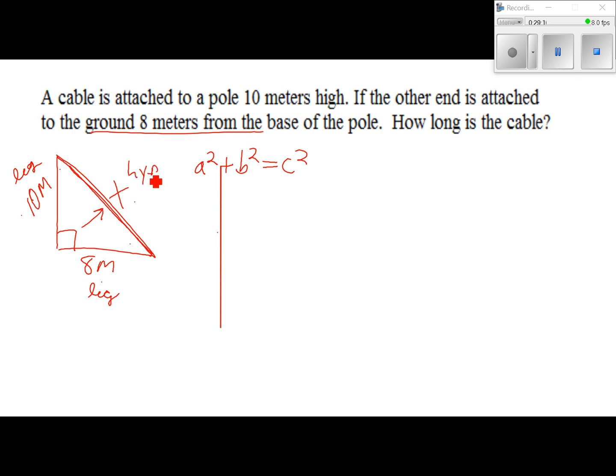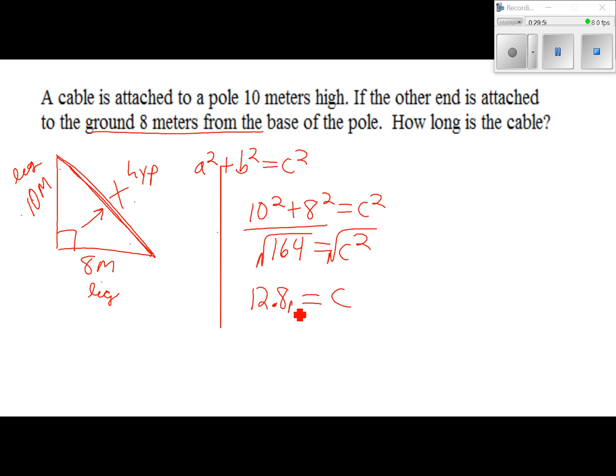So we do 10 squared plus 8 squared equals C squared. I would punch all this right into my calculator. 10 squared plus 8 squared equals 164. Then you got to take the square root of both sides. So we just take second square root, 164, and I end up with about 12.8 meters. So the length of the wire is about 12.8 meters.